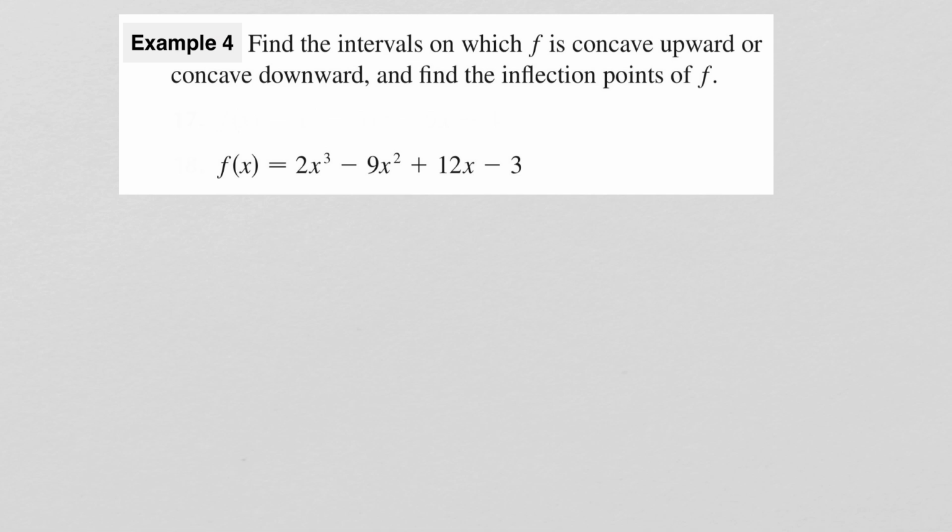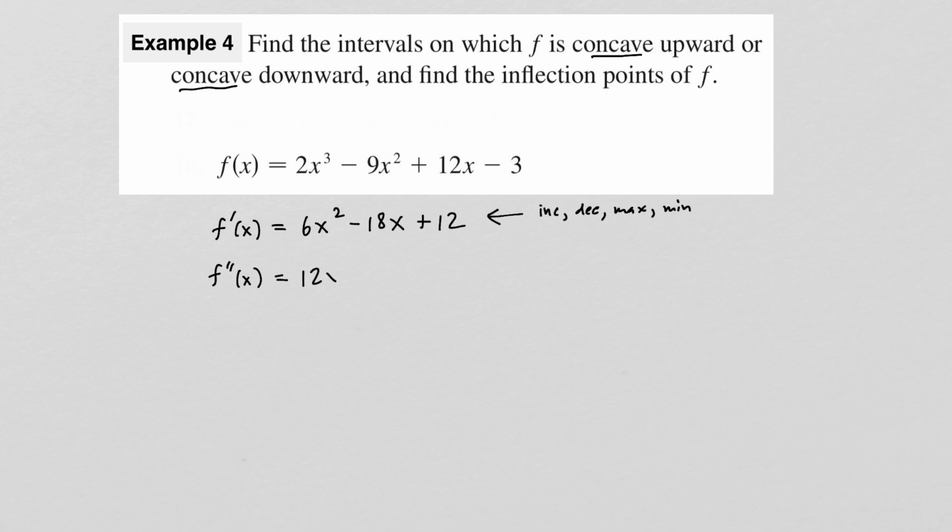So it all starts with taking the first derivative. So f prime of x here is going to be 6x squared minus 18x plus 12. Now let's keep in mind that the first derivative tells us about increasing and decreasing and maximums and minimums. But we are not asking about that here. We are asking about where it is concave upward and concave downward. So we need the second derivative. The second derivative is 12x minus 18.